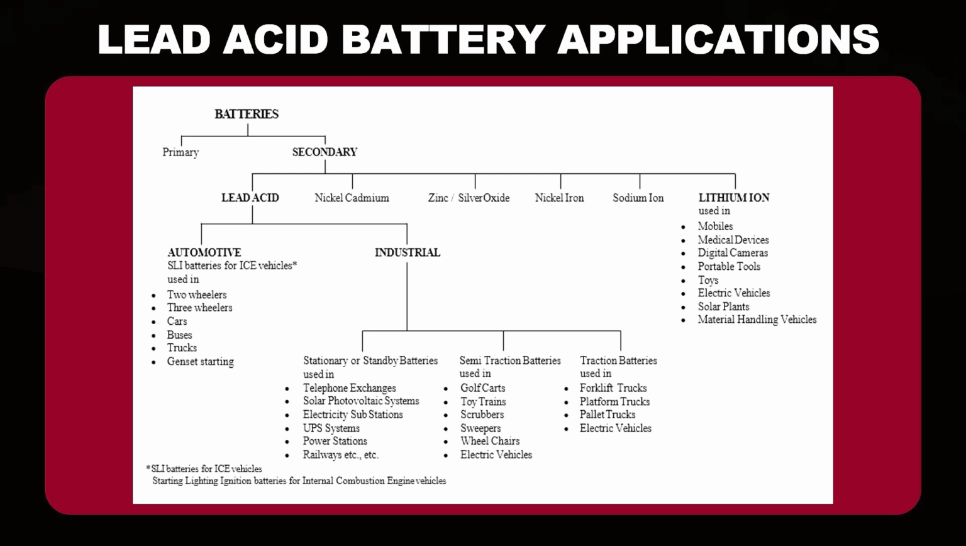Of course, many electric vehicles have now shifted to lithium-ion batteries. However, some still run on lead-acid batteries. The primary power source for these vehicles is the battery. It is moved using battery power. Another type of industrial battery is the traction battery, which is used in material handling vehicles. Material handling vehicles are primarily forklifts, platform trucks, pallet trucks, and some electric vehicles used within the industry.